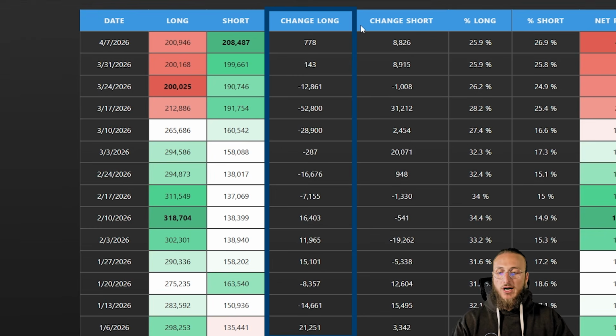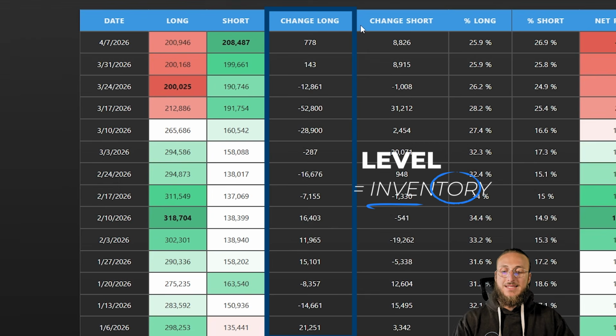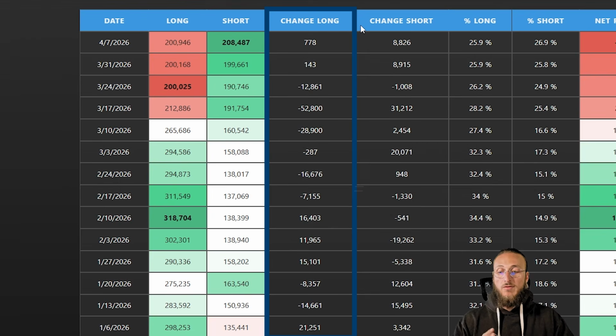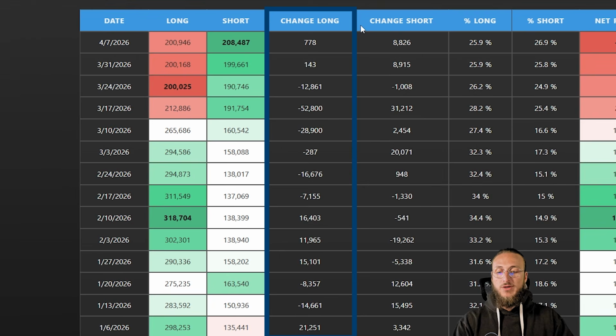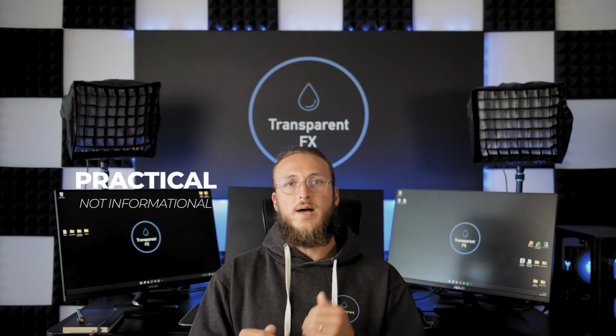If longs are rising strongly and shorts are falling, that is a strong bullish shift. If longs are falling and shorts are rising, that is a strong bearish shift. If both are rising, participation is increasing, but the directional message in that case is less clean. And if both are falling, exposure is being reduced and conviction in the move may be fading. This is one of the first places where COT starts becoming practical instead of just informational.